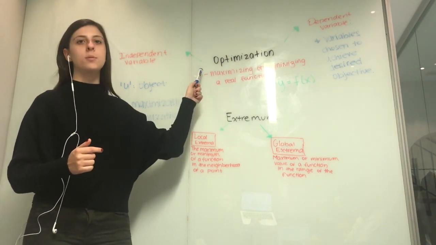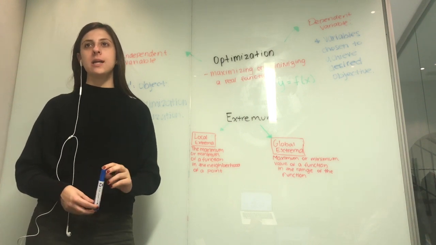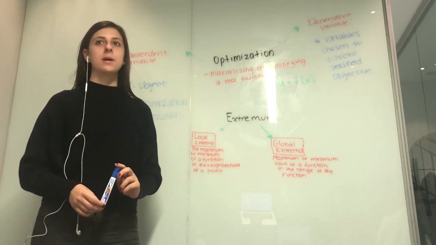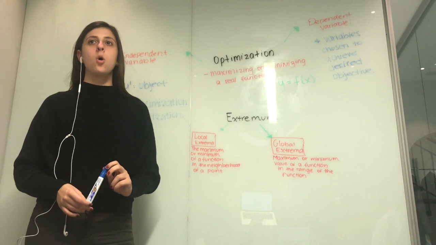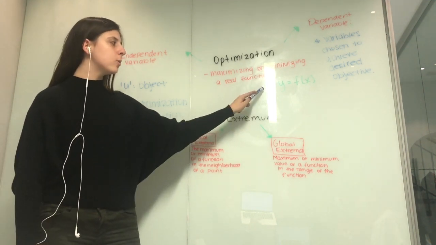Today we're going to speak about optimization. In the simplest case, an optimization problem consists of maximizing or minimizing a real function by systematically choosing input values within an allowed set and computing the value of the function. Take for example y equals f of x.